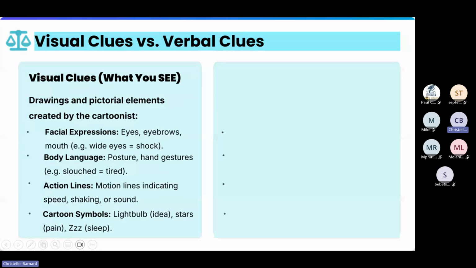If you've seen this in cartoons, if one cartoon character hits the other one over the head, they bang them over the head, then there might be little stars around the head of the one who has been hit. That indicates pain. Or the Z that shows sleep, the character is sleeping. So those are the visual clues that you have to look out for in some examples.